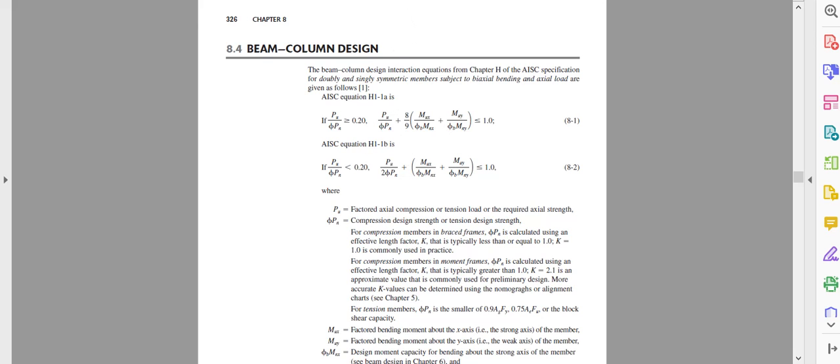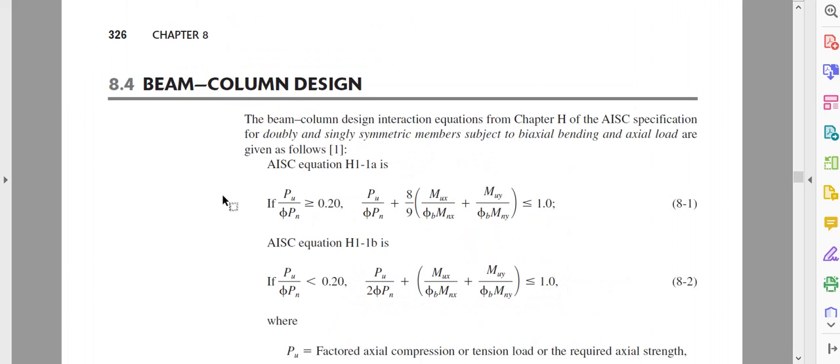Okay, if I zoom in, so what is Pu? Pu is the applied factored axial load. Whatever load we are applying on the column uniaxially, that is the factored load. What is phi Pn? Phi Pn is the axial load capacity of the column without considering the moment. So this is the load that we learned from chapter 5, the axial load capacity of a column.